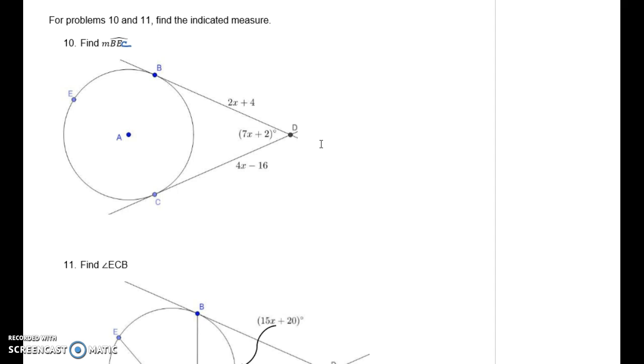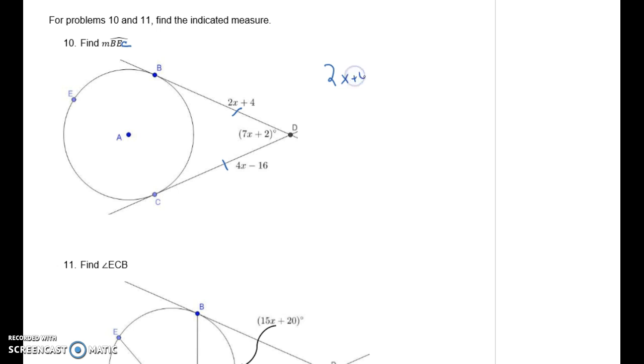So number 10, I think, is a really fitting problem because we've got the tangent-tangent segments drawn in. We've got the measures of those in terms of x. We also have our tangent-tangent angle in terms of x. And we're trying to find the measure of arc BEC. It really kind of ties everything together from the last few sections. So first things first, I know that these two segments, the tangent segments, have to be congruent. So I set them equal.